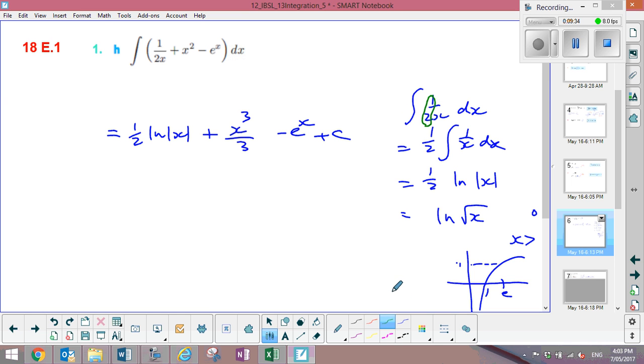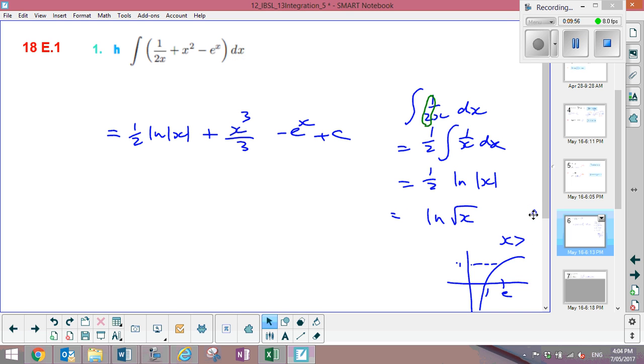So that half comes out the front, so we get half times the integral of 1 on x, we get half ln of x. If you wanted to, you put the half inside your log, remember your log rules, to give the log of root x. And let me just shift this over.